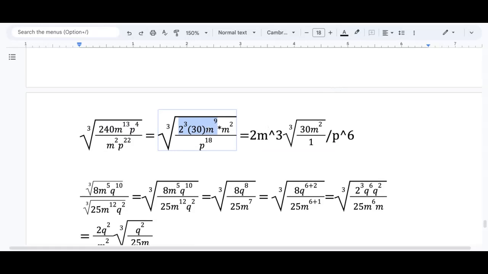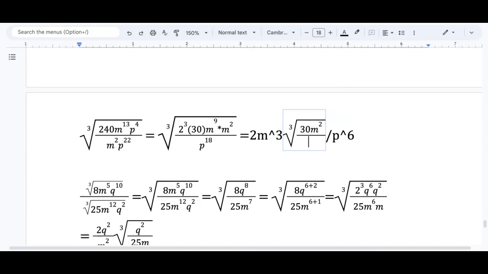Then m raised to 9, 9 divided by 3, becomes 3. So I have m raised to 3. But then this 2 cubed with the index 3 simplifies to 2. The denominator will have a p, so we have p raised to 4 in the numerator, p raised to 22 in the denominator. So we do 22 minus 4, p raised to 18. Well, 18 divided by 3 is 6. So in the denominator we have p raised to 6. Right? And this one doesn't need to be there.